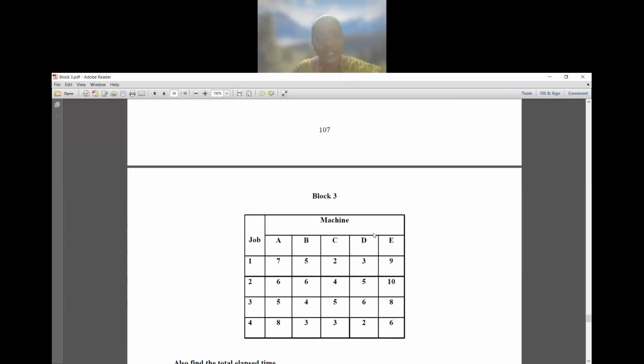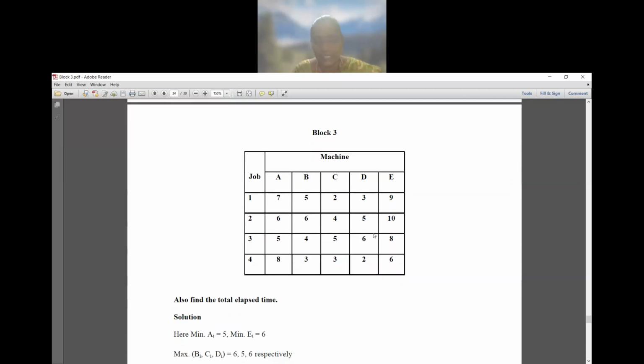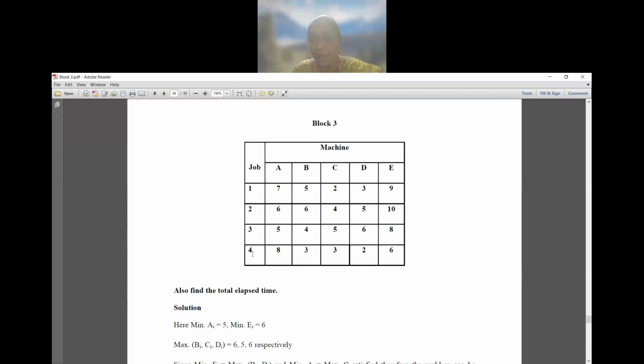So they have given the job values as A, B, C, D, and E, and they have given the 4 machines. They have given a 4 machine problem. First of all, we are going to check two conditions, whether any one of the two conditions is satisfied or not.